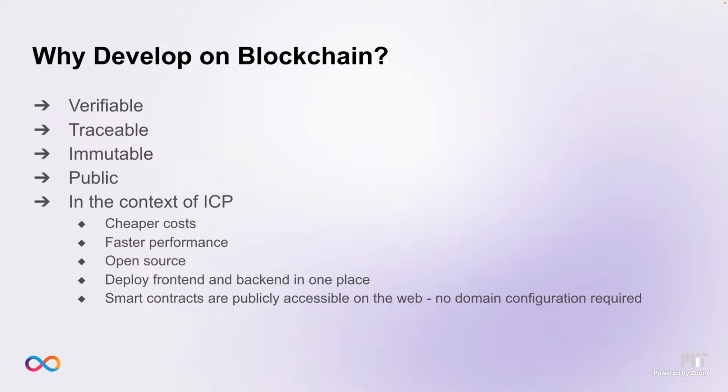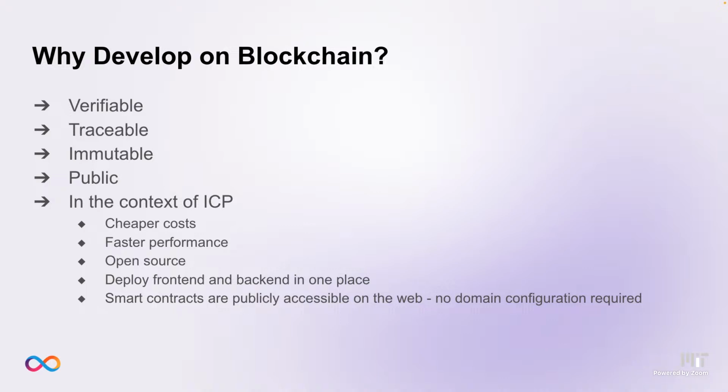So why develop on blockchain? There are lots of other really interesting companies and projects here at HackMIT. Why should you pick a blockchain variation as opposed to a traditional tech stack? In addition to all of the native benefits of blockchain, being verifiable, public, and immutable, in the context of ICP, we are significantly cheaper than a traditional tech stack. We are a lot cheaper than deploying part of your project on Amazon, a DigitalOcean droplet, or some other front-end hosting. We also have much faster performance.